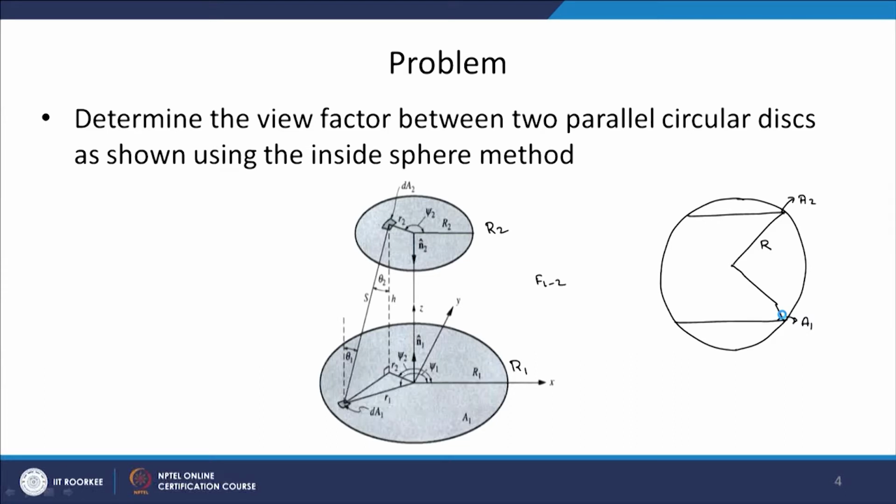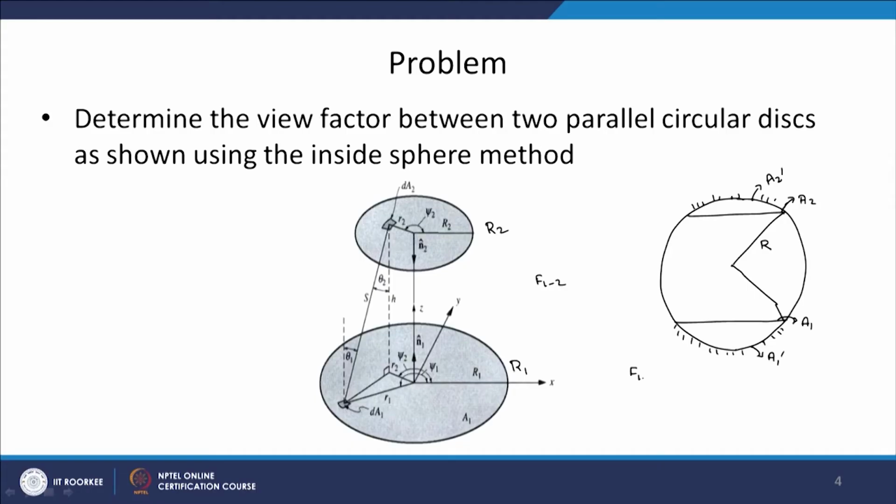One thing before we start: this is the surface A1 and this is surface A2, which is not part of the sphere. We have just fitted these plates inside the sphere. So, let us find out the areas. Let us call this A2 prime and this surface A1 prime. These are spherical caps basically, so these are part of the sphere on which we will apply the inside sphere method. We cannot apply the inside sphere method directly to these circular plates, but we can apply it to the spherical caps, the areas A1 prime and A2 prime.